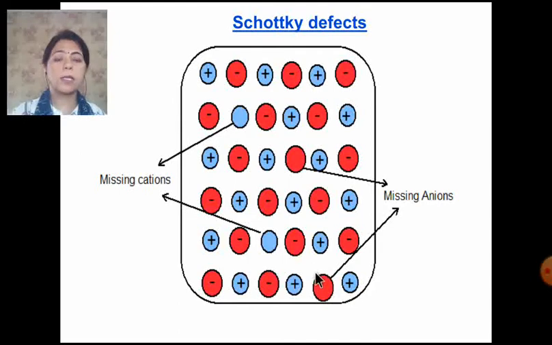So when the cations and the anions in equal number are missing from the crystal, it gives rise to a Schottky defect. And since the ions are missing, there is a decrease in the mass, but the volume is the same, so there is a decrease in the density. And you can say it's basically the vacancy defect. So when in ionic solids we are given a question that there is a decrease in the density, what type of defect it is, you have to write the Schottky defect.